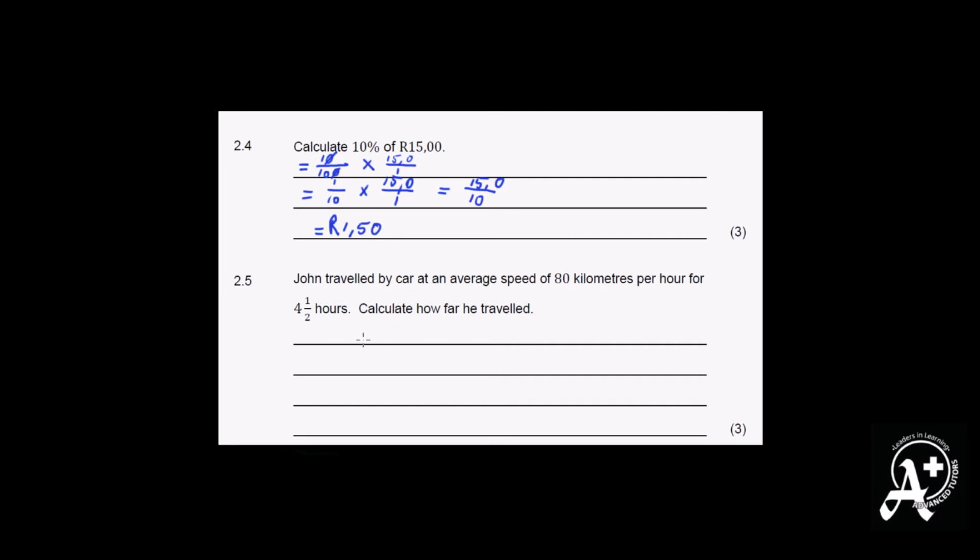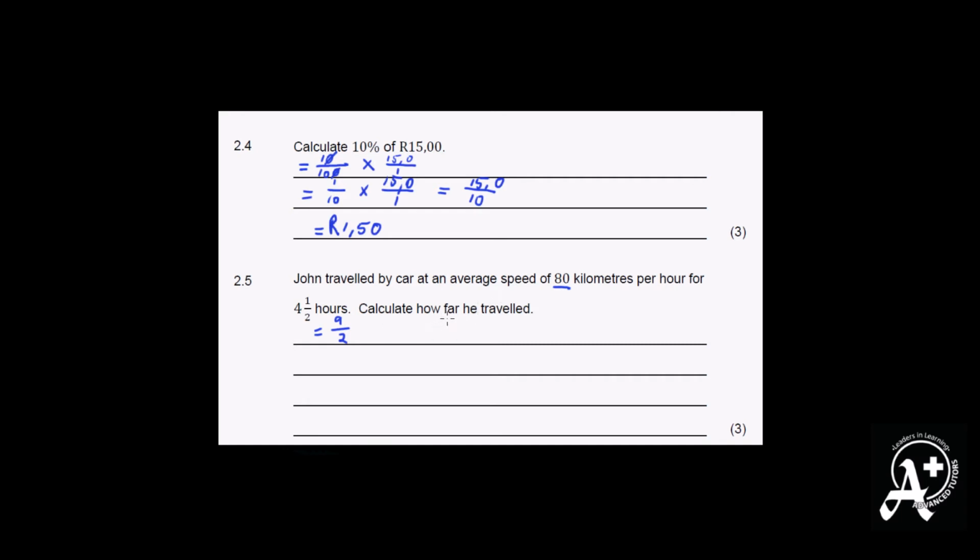Alright, and then in 2.5 we've got: John travelled by car at an average speed of 80 kilometers per hour for 4.5 hours. Calculate how far he travelled. And again, I don't want to be working in different types of numbers here. So let's take the 4.5 and make it an improper fraction. We're going to say 4 times 2 gives me 8, plus 1 gives me 9. So 4.5 is the same as saying 9 over 2.